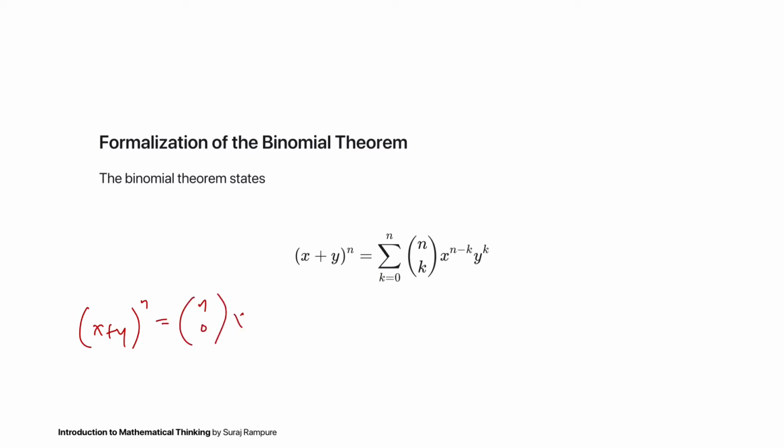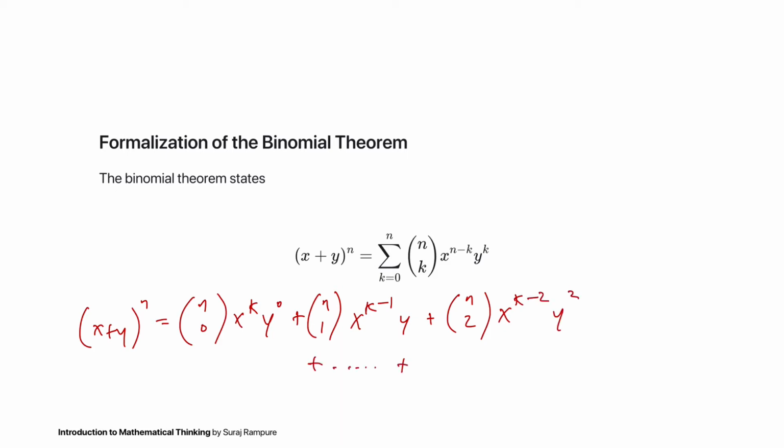choose 0, x to the n, I can write y to 0 if you want. N choose 1, x to the n minus 1 times y. N choose 2, x to the n minus 2, y squared, dot, dot, dot. Continue this expansion until x to the 1, y to the n minus 1, plus n choose n, y to the n. Right? And I could also write this sum as being n choose n minus k instead.